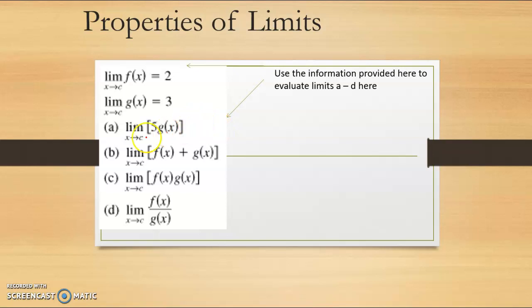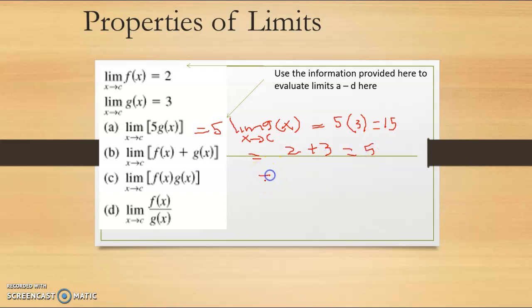The first one you can see here, we can take the limit inside and we can rewrite this as 5 times the limit of g of x as x goes to c. Then we know the answer for the limit of g of x as x goes to c is equal to 3. So the answer is 5 times 3, which is equal to 15. Same as for the addition, we know the addition rule is already stated under the properties of limits. We can rewrite this as 2 plus 3, which is equal to 5.